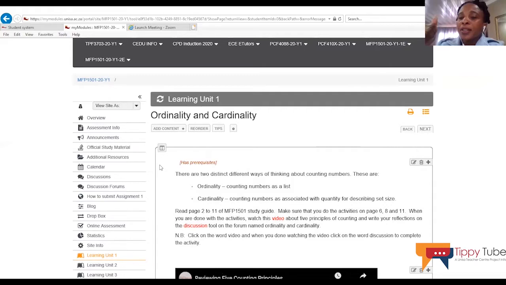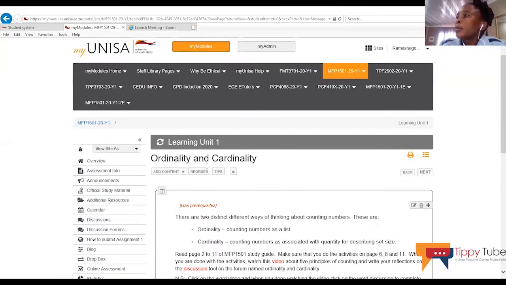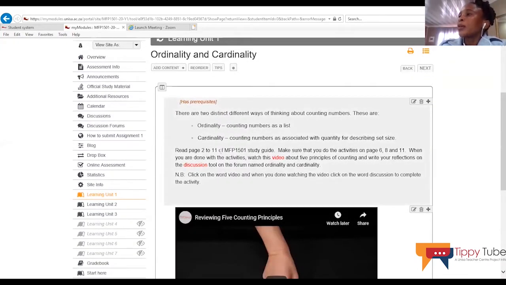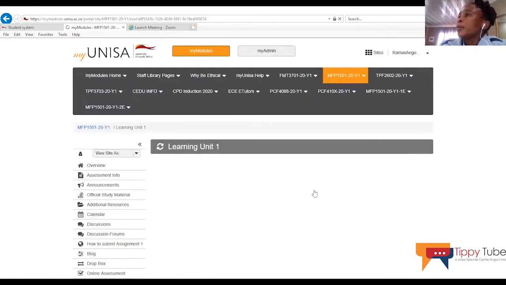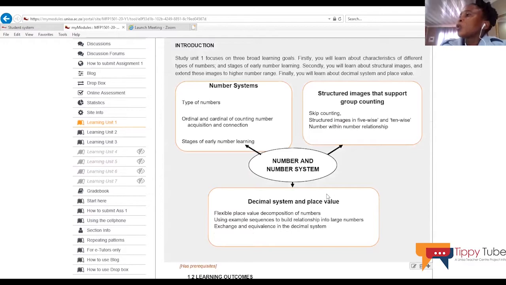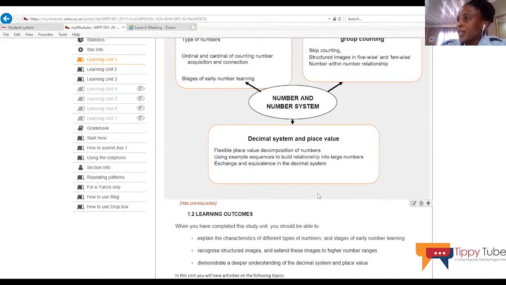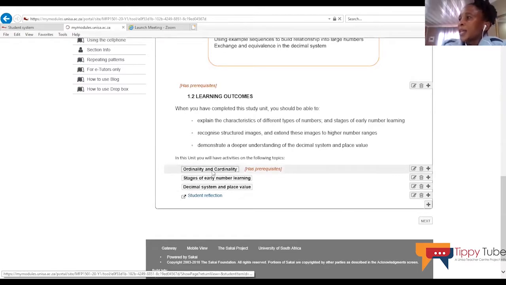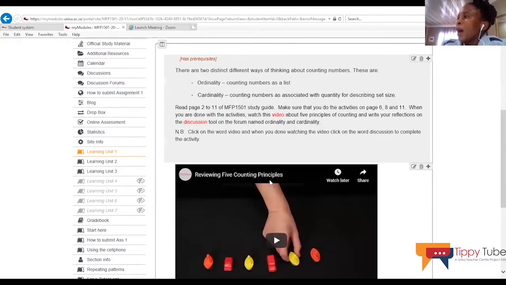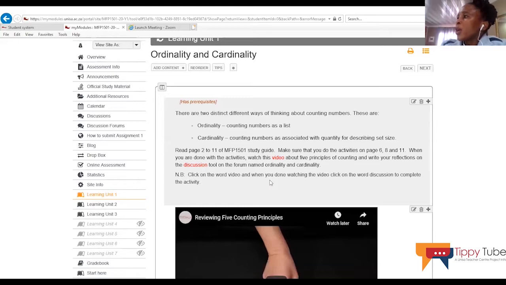Absolutely. Okay. So when you get to my modules, you can see on my site I do have other modules that I'm doing, but for now we're focusing on MFP1501. You need to click on Learning Unit 1, as I'm doing right now. When you click on Learning Unit 1, you will see that introduction part which I just showed you on the previous slide. Now, when you go to the activities, the first activity is on ordinality and cardinality. When you click there, you will find this information where I'm explaining that there are two distinct ways of thinking about counting numbers.